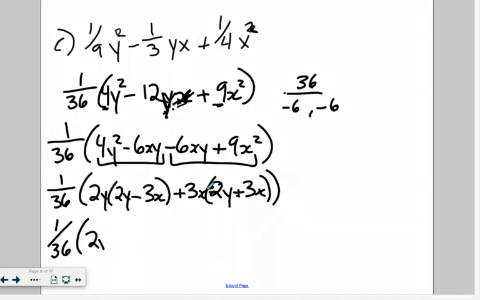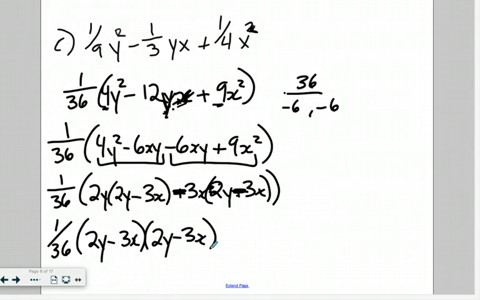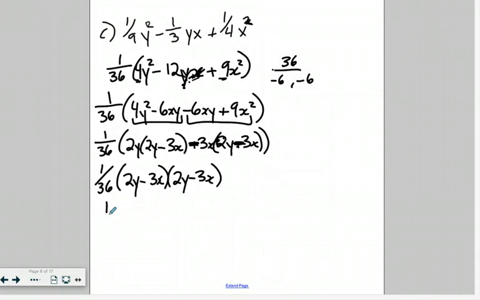Yep, so we've got 2y and then 2y minus 3x, and then I'm actually going to change this and factor out a negative 3x so that that actually becomes a positive 2y minus 3x. Then we get that common factor of 2y minus 3x and 2y minus 3x again. So this is actually a perfect square polynomial. Right, and then this is considered now fully factored. And you could simplify this just a little bit. It's 2y minus 3x all squared.